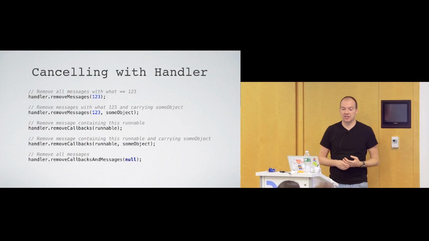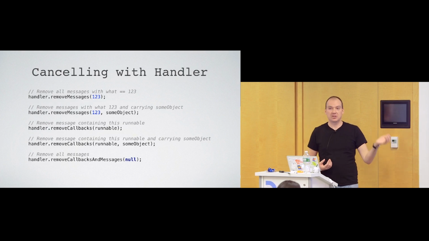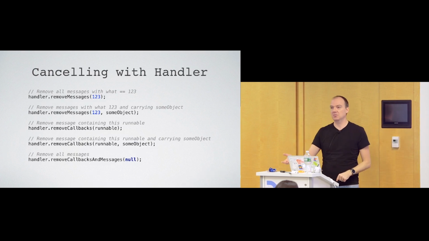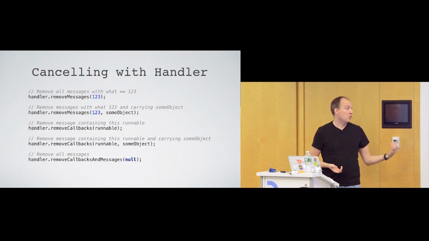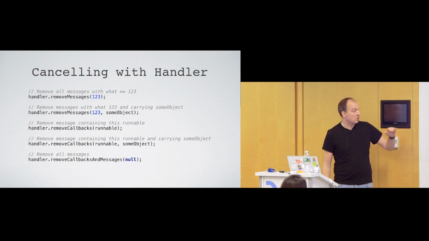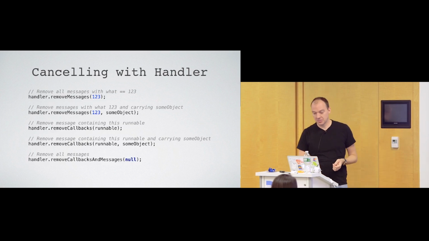Canceling with a handler, there's a bunch of methods you can use for this. You can either cancel a message, give it the ID of that type of message, and it will remove all of those. You can cancel a message with a specific set of objects you passed into that message, and it will remove that one. And then remove callbacks, you give the runnable that you had passed in when you call post, and it will remove that one. If you want to remove everything that is in a message queue, you call remove callbacks and messages with a null, and it will remove everything for you there.